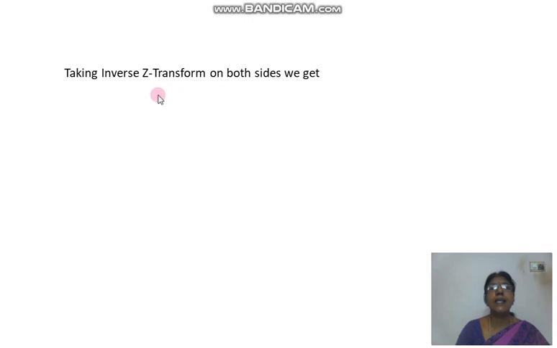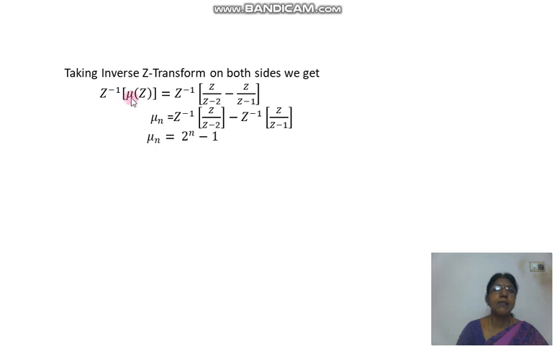Now take the inverse Z transform on both sides. We get Z inverse of U(z) is equal to Z inverse of z/(z minus 2) minus z/(z minus 1). Now Z inverse of U(z) is equal to u(n) is equal to Z inverse of z/(z minus 2) minus Z inverse of z/(z minus 1). Already in the last problems we saw that Z inverse of z/(z minus a) is equal to a power n. In the first one, in place of a we have 2, so it is 2 power n. Similarly, Z inverse of z/(z minus 1) is 1.